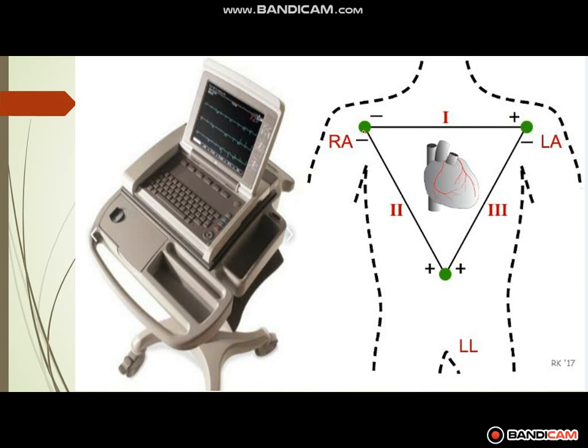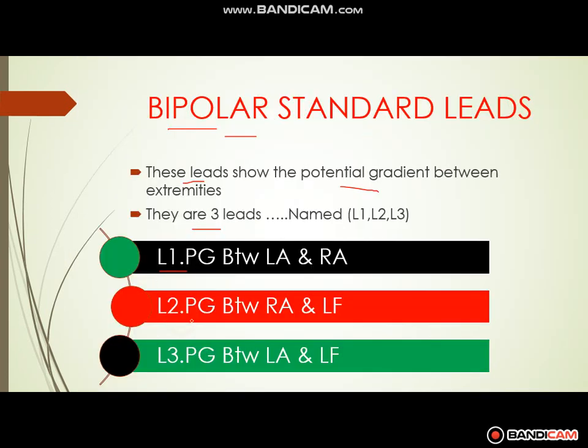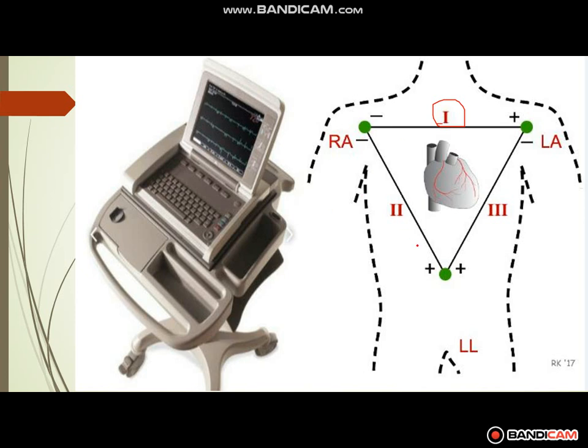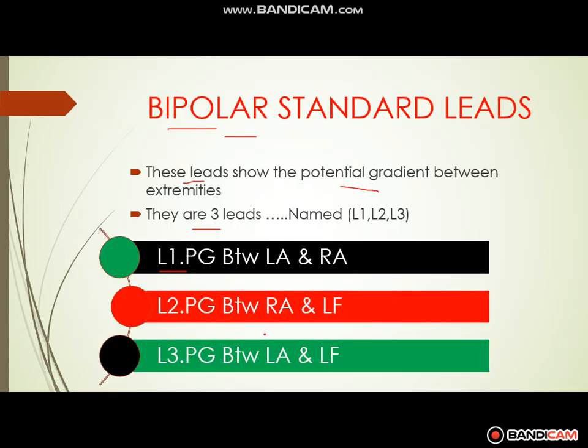You can see it, lead 1. The positive electrode is located in the left arm and the negative electrode is located in the right arm. So this is lead 1. It shows the potential gradient between the left arm and right arm. And then we come to lead 2 in the red color. Lead 2 shows the potential gradient between the right arm and left foot. It shows the potential gradient between the right arm and left leg.